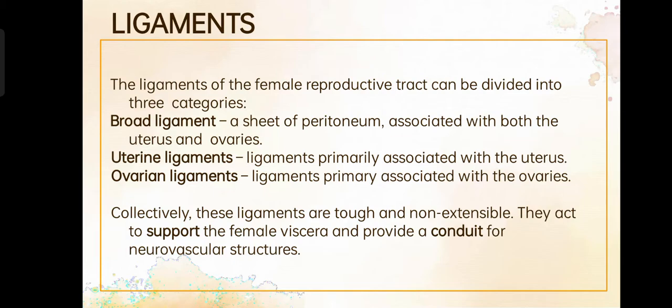Ang ovarian ligament is naka-attach sa posterolateral aspect sa uterus. Nakalocate siya sa ovary inferiorly nga connected sa side sa uterus. Structurally, it is a fibrous band of tissue that lies within the broad ligament. Collectively, these ligaments are tough and non-extensible. They act to support the female viscera and provide a conduit for neurovascular structures.